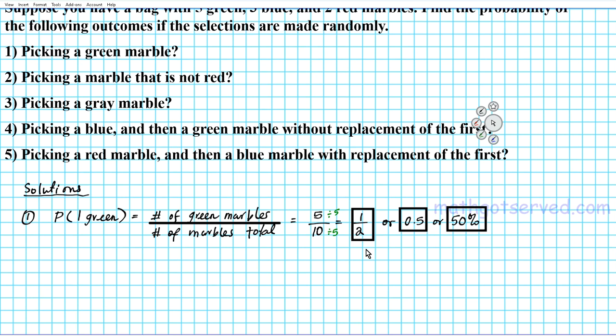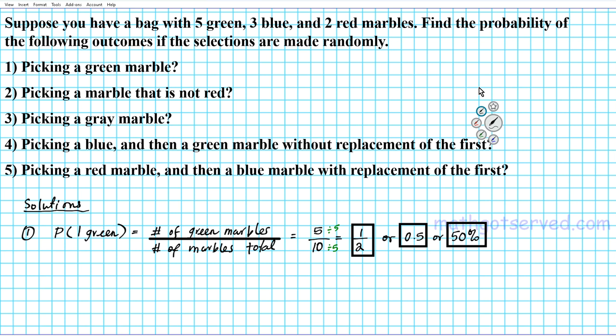What's the probability of picking a marble that is not red? All right, so for number 2, probability of picking a marble that's not red just involves finding, this is a single event probability again, find the number of non-red marbles divided by the number of marbles total, okay? Or total number of marbles.